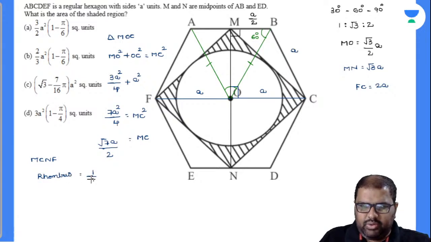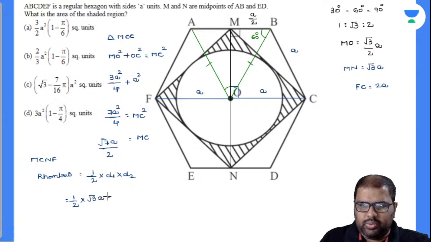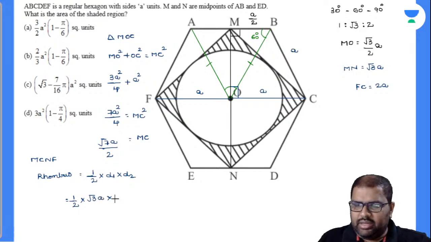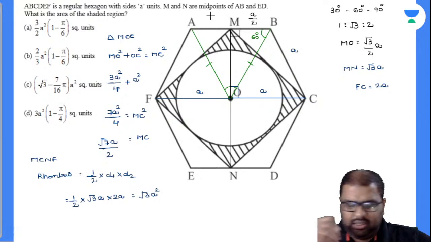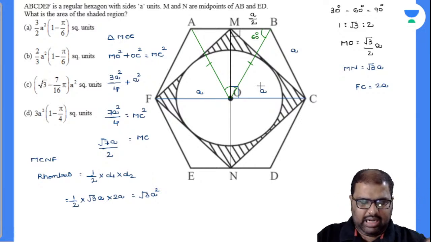Now let me know, how do we find the area of the rhombus? Everybody knows half into diagonals D1 into D2. Now everybody knows D1 value is root 3 A. I'll write down the value here: 1 by 2 into root 3 A into D2, which is this 2A. So finally this is root 3 A square. Am I right or wrong? So I got the area of the rhombus. Now, if I find out the area of the circle and remove it from the rhombus, then automatically that will be my answer.